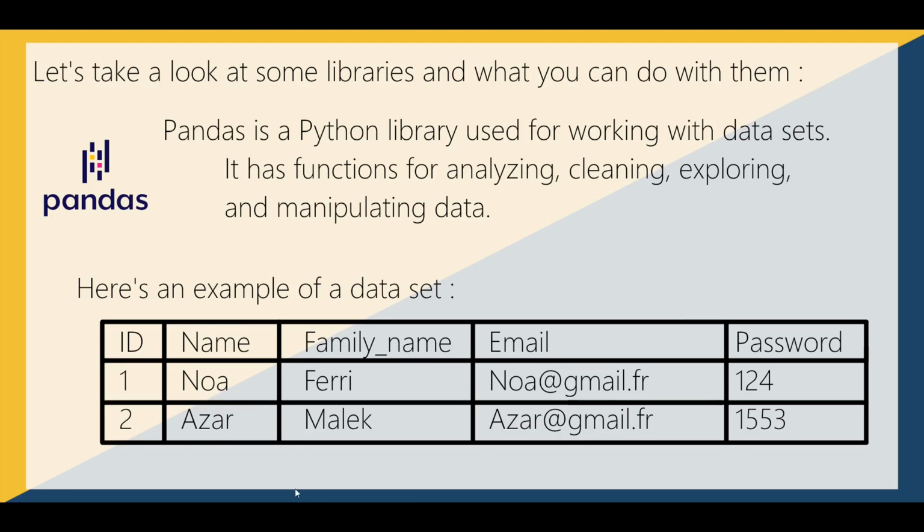For example, if you want to take this column over here, you can take only the ID, and from there you would search for an ID that has the number one, and from there you can get all of this row. You can get the name of the person that you are looking for, or you can search by name or family name. You can play with data however you want. You can also clean the data, explore the data, and manipulate the data. So you can do a lot of things with it. Okay, and now let's continue.